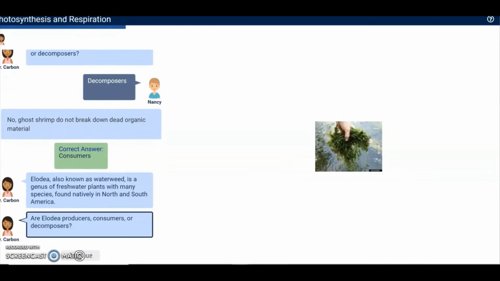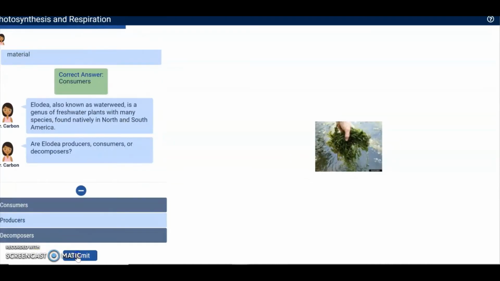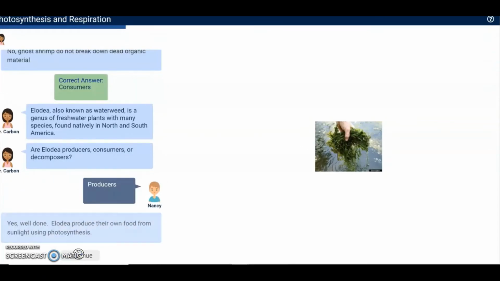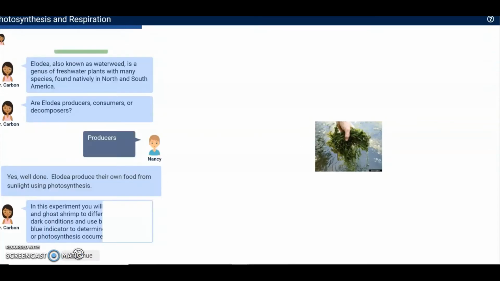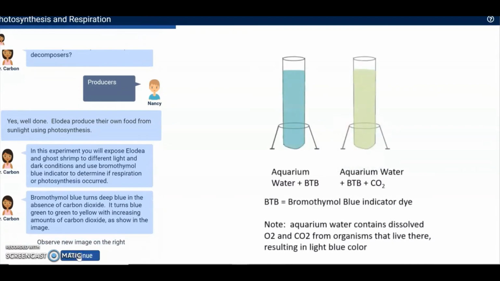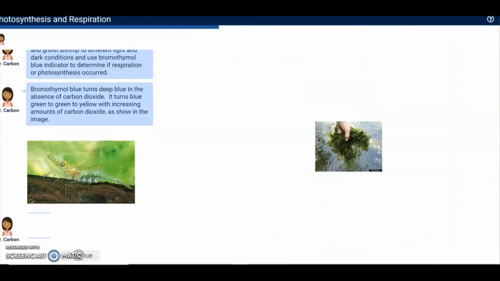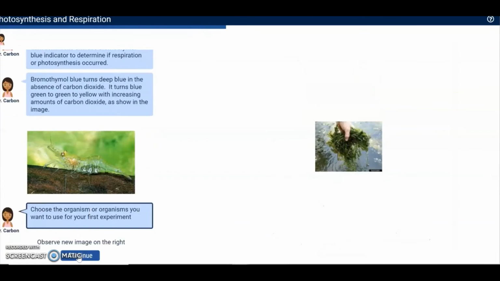So again, information about elodea and what their role is in the ecosystem. And then they continue on to where they start to make choices about what to do in the experiment. So they get introduced to what the role of bromothymol blue dye is in the experiment, and then they make their choice of an organism.